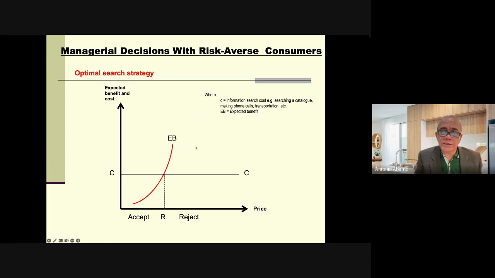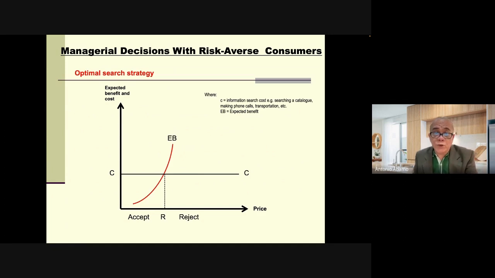Okay, so what is this letter C? C is information search cost, searching a catalog, making phone calls, etc. In other words, these are the costs associated with searching for a particular product. Expected benefit, well, of course, as I have told you, these are the expected value of using a particular product.